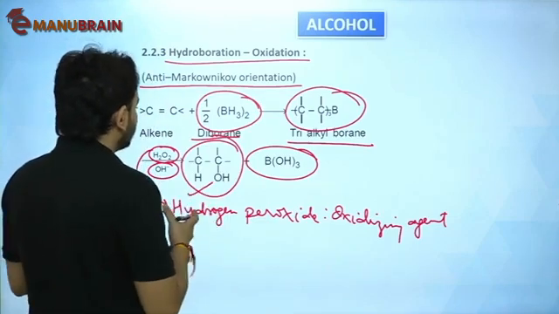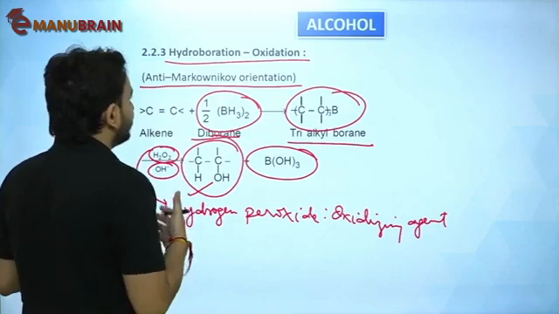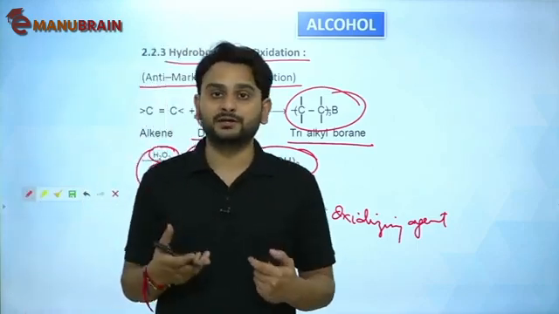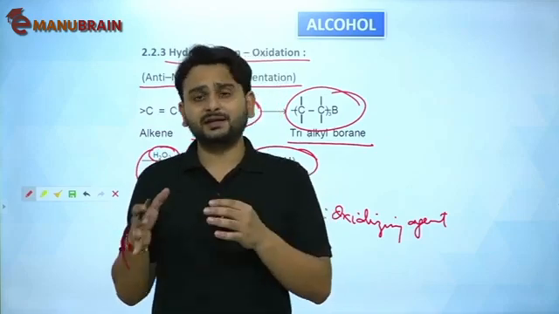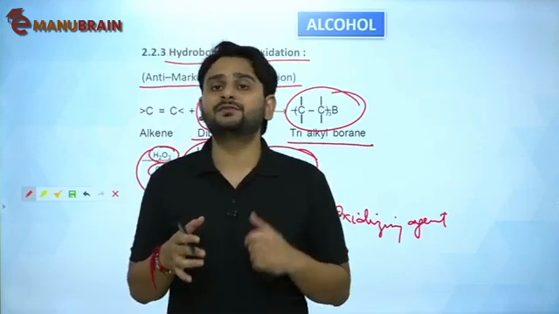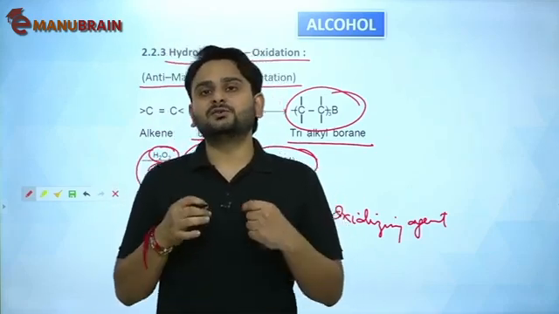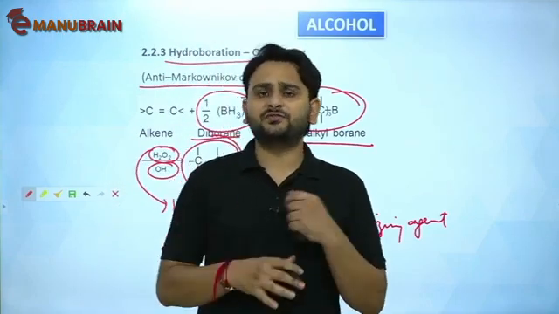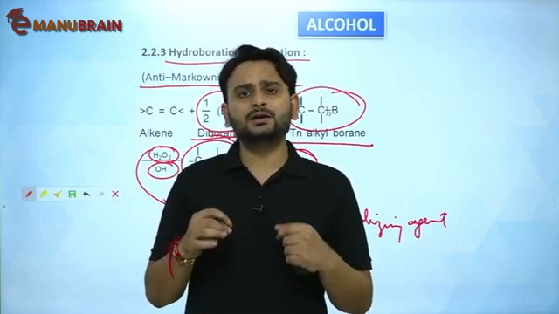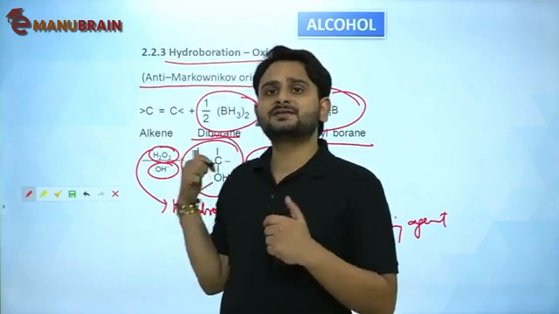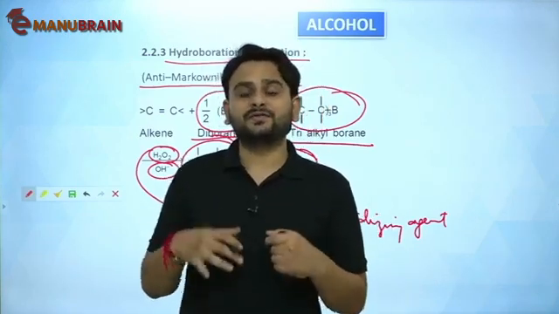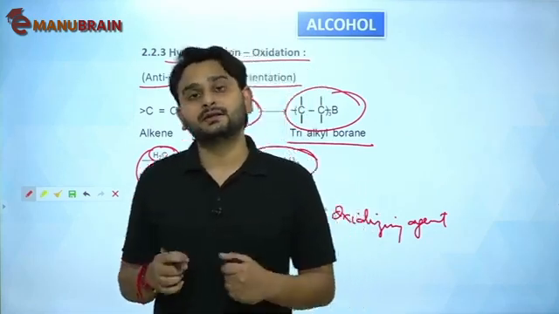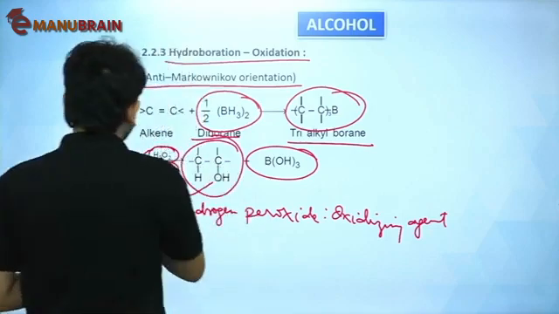You can see it proceeds this time in the anti-Markovnikov fashion. Two things: Markovnikov addition and anti-Markovnikov addition. This is the anti-Markovnikov reaction, guys. If you remember the principle behind it, if you remember the basics, well and good, you will be able to figure this out very easily. Even if you don't understand the basics very well, if you remember this is the anti-Markovnikov way of addition in hydroboration oxidation, then you will be able to get to the result as well. I hope you understood this, guys.